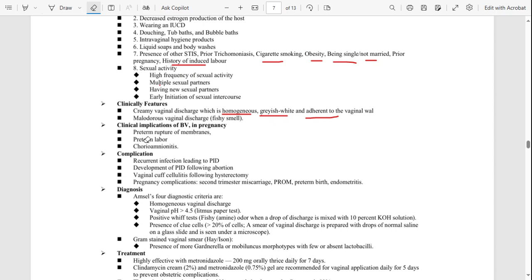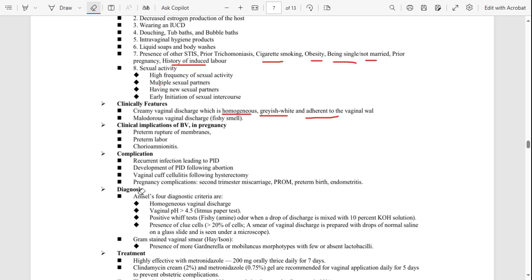The clinical implication in pregnancy is that BV can lead to preterm premature rupture of membranes, preterm labor and chorioamnionitis, which is infection. Other complications of BV include PID, vaginal cuff cellulitis. You can also have pregnancy complications like second trimester miscarriage, PROM, preterm birth, endometritis.